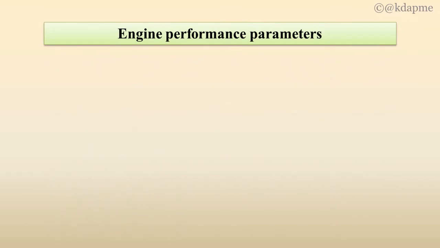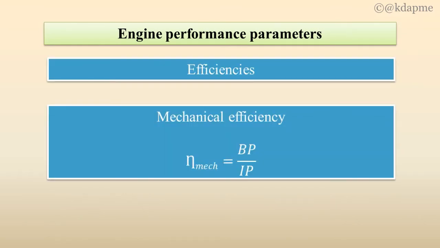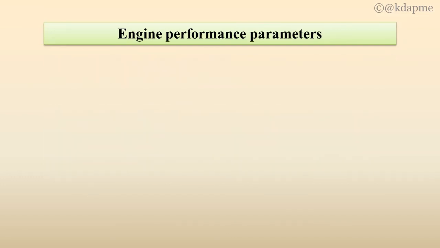First of all, mechanical efficiency. Mechanical efficiency is given as eta mech. Eta mech is the ratio of brake power to indicated power. So mechanical efficiency, eta mech, is equal to BP upon IP, where BP is brake power and IP is indicated power. Okay, so this is about mechanical efficiency.